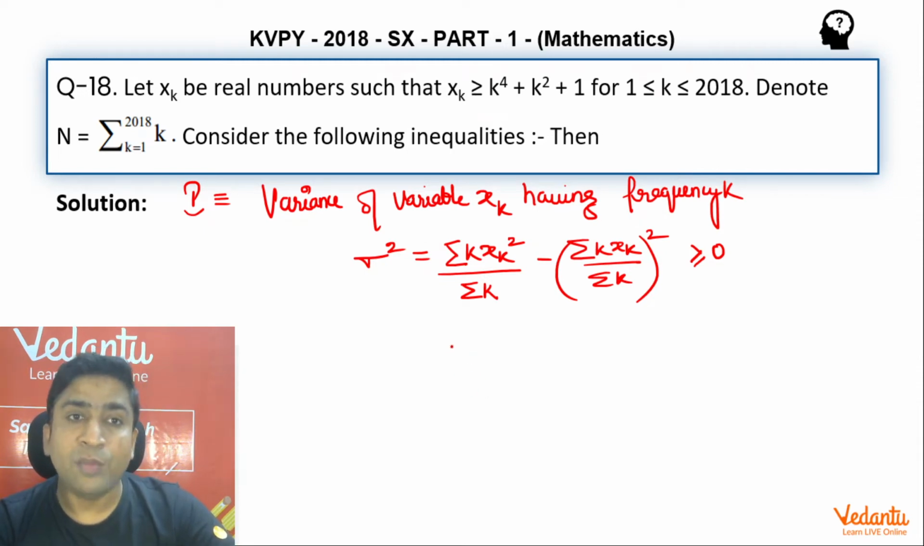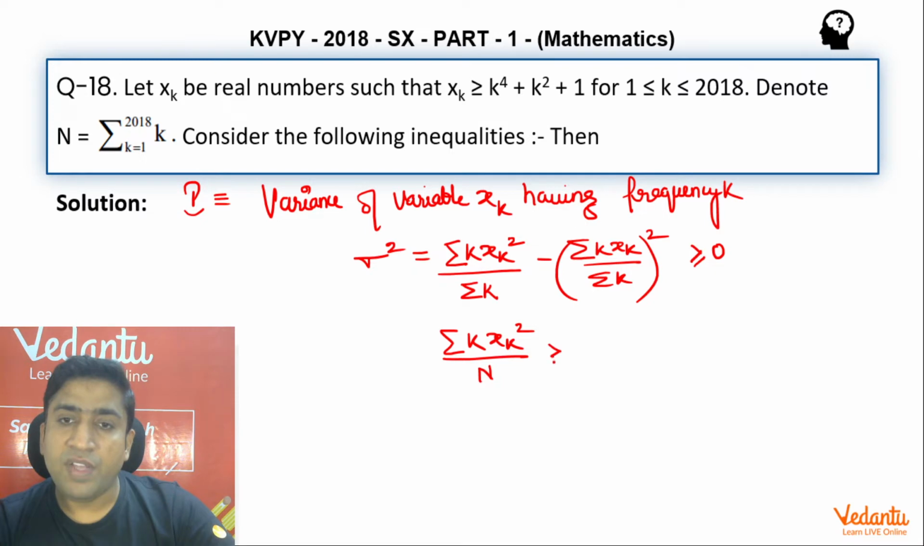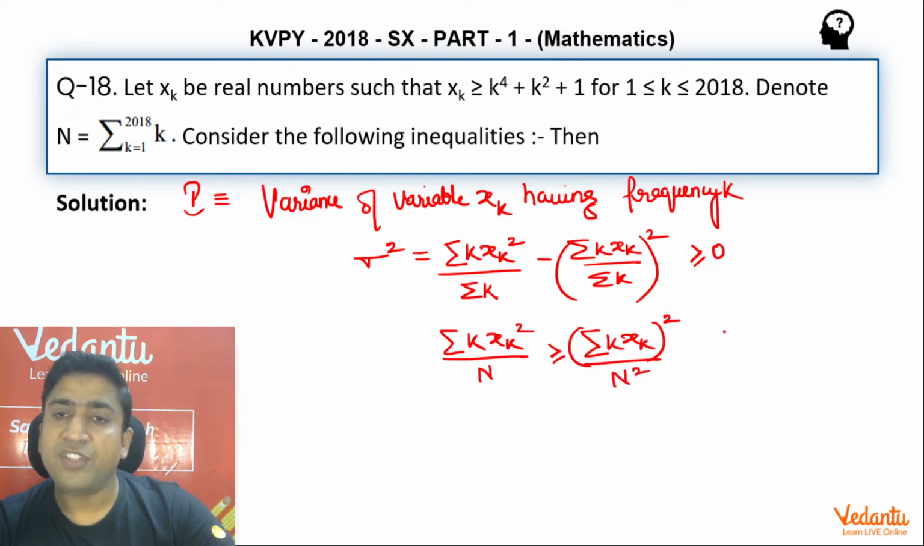If I try to manipulate it, sigma k over here is nothing but n. So I'll just put it back. So guys, try to visualize: sigma k xk square upon n is always greater than or equal to sigma k times xk, complete squared, upon n square. I have just replaced sigma k by n.